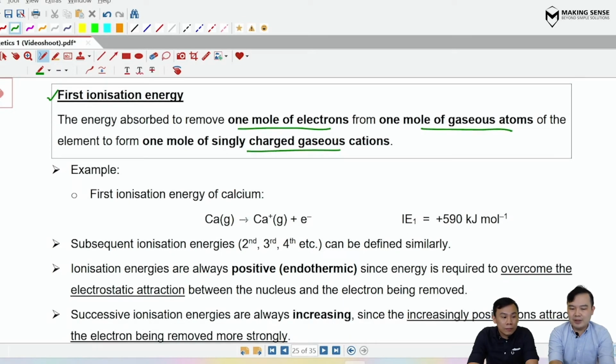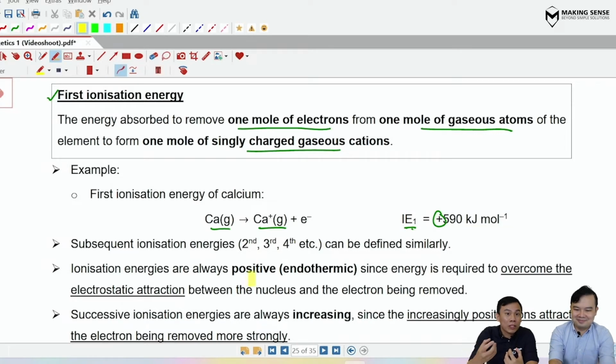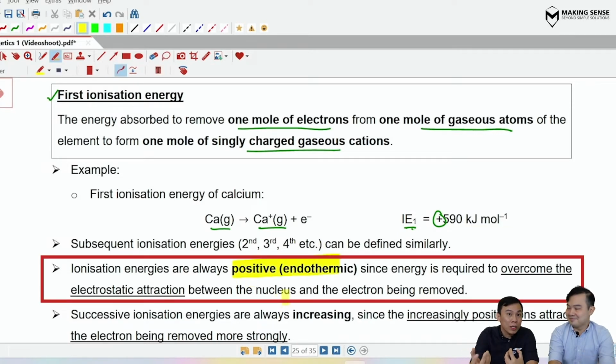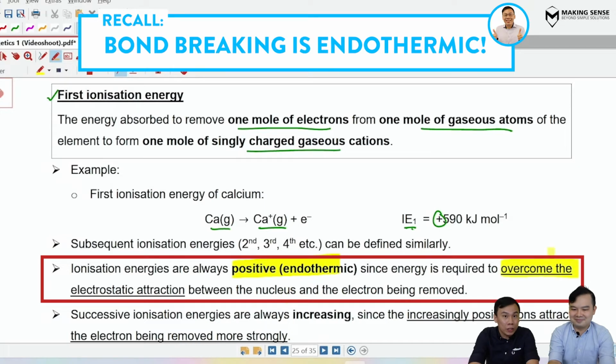If I look at calcium, we start off with a calcium atom, and you want to remove one electron. So you're going to end up with a cation that's singly charged. And if I look at the ionization energy, it is actually an endothermic process. Why is that so, Mr. Yap? Because you are removing the electron from the atom, so you must free the electron from the hold of the nucleus. You need to overcome some electrostatic attraction. Energy is needed, endothermic, that's why.